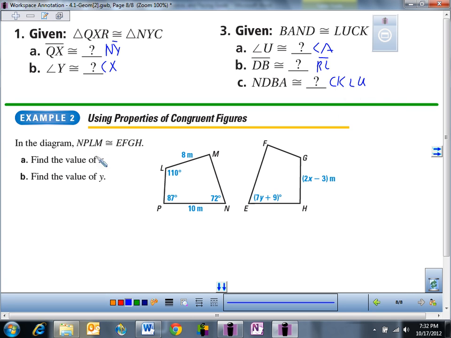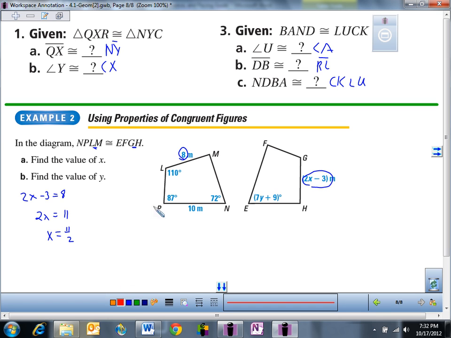Example 2, in the diagram we have 2 congruent quadrilaterals. We have to find the value of x and the value of y. So x matches with this side, so we'd have to find the corresponding side. So GH is the last 2, so we're looking at LM. So that should be 8. So our first equation is 2x minus 3 equals 8. So we add 3, divide by 2, and we get 11 halves. And I would just leave it as 11 halves.